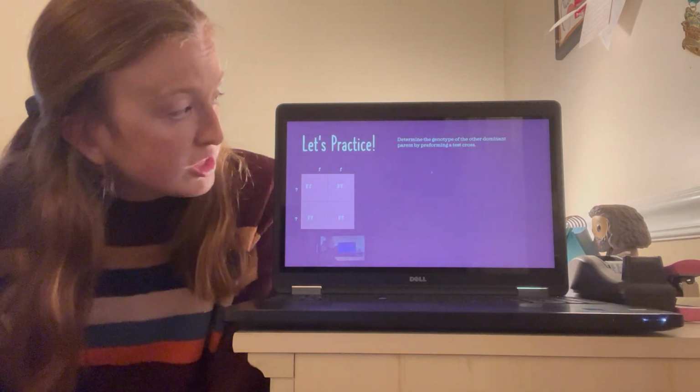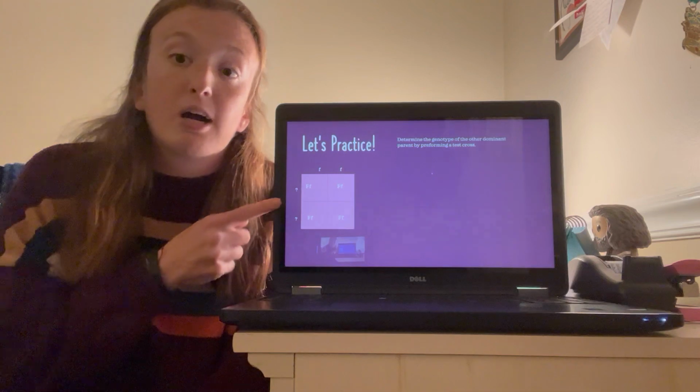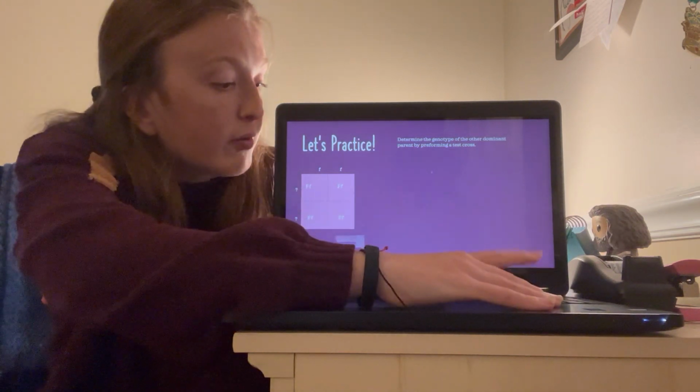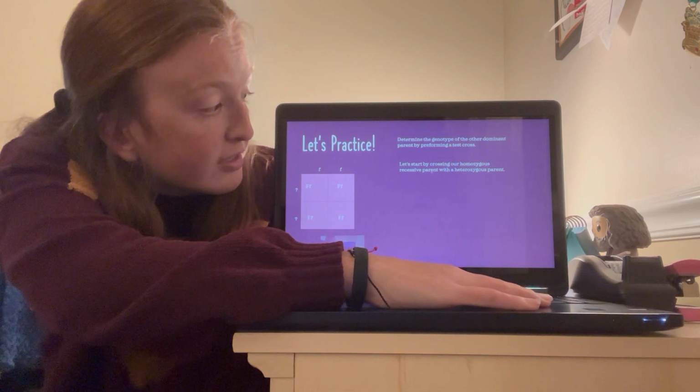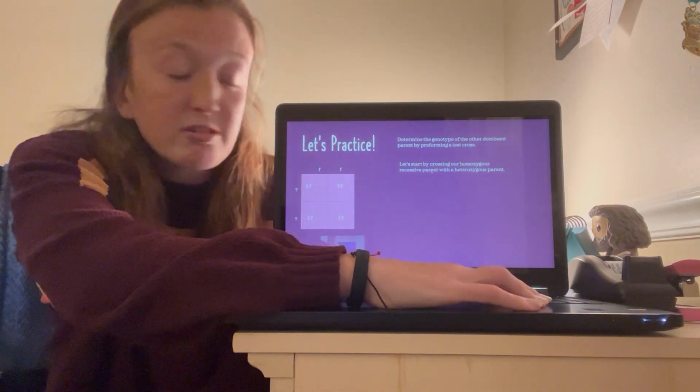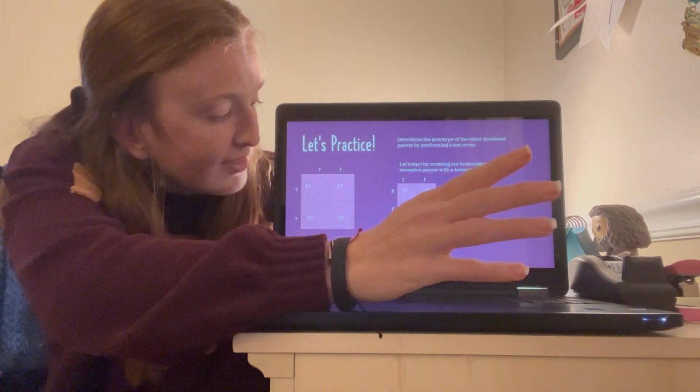Okay, so let's practice. To determine the genotype of the other parent by performing a test cross, here we see this is our unknown parent. So we're going to want to start by, let's see, is it a heterozygous parent? So we're going to start by setting up our other Punnett square as heterozygous.